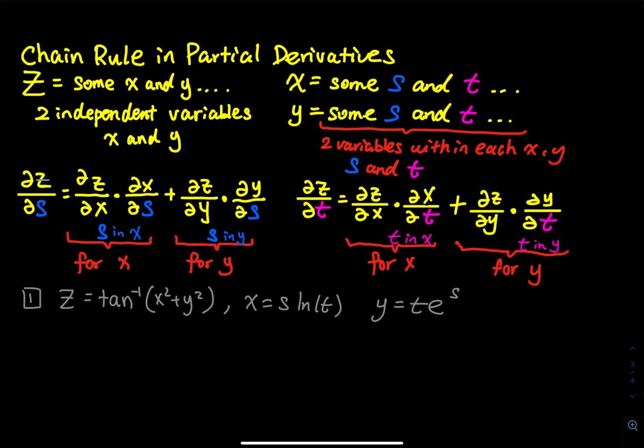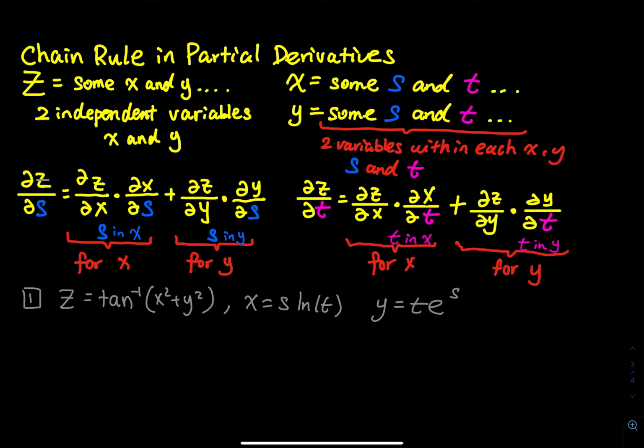Moving on to variable t, we have the partial derivative of z with respect to t. z is in terms of x and y, so we do one for x and one for y. For x, we take the partial derivative with respect to x, and then immediately take care of the x with respect to t. That will be the variable t in x and the variable t in y, right? Then we add the partial derivative of z with respect to y, and then immediately take care of the y with respect to t.